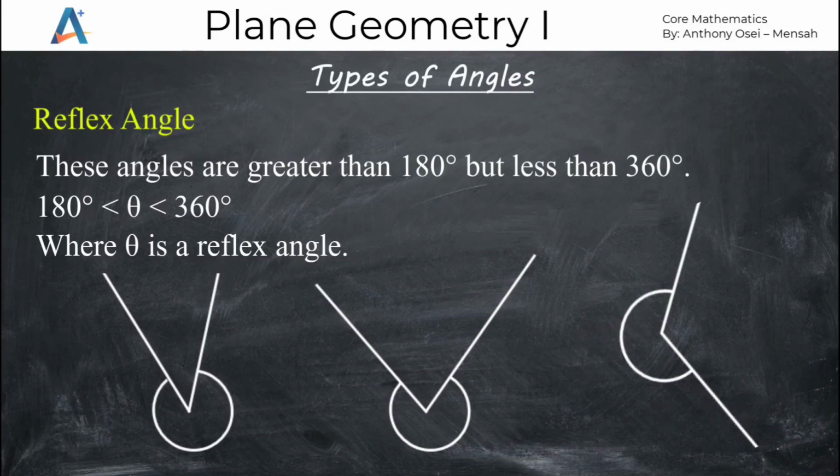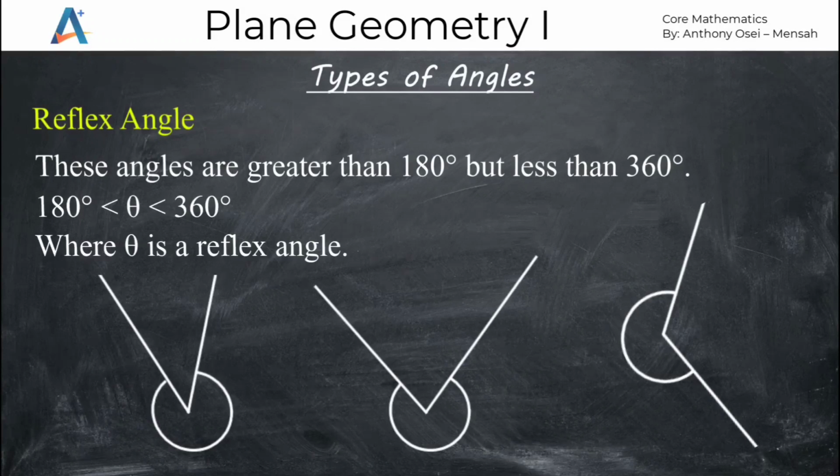And actually, examples of reflex angles could be 190 degrees, 270 degrees, 280 degrees, 300 degrees, even 320 degrees can be a reflex angle, and then 359 degrees can be a reflex angle. So as long as the angle is less than 360 degrees but also greater than 180 degrees, it becomes a reflex angle. So please take note of that.